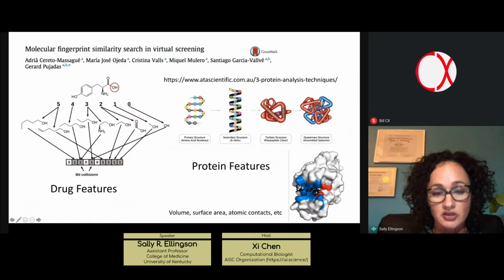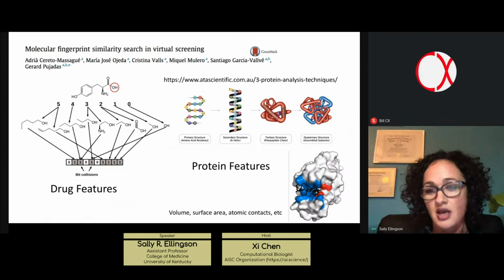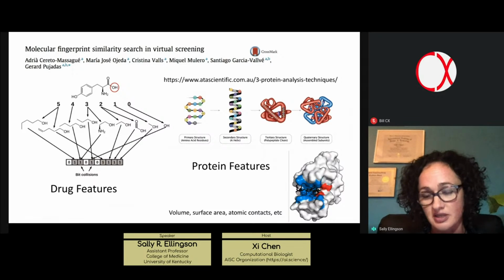So to do machine learning, we need to have a way to featurize our data sets. There are many different ways to do this, but as an easy example, drugs can be featurized in bit strings where the bits are on or off depending on whether they have different substructures in them. And then proteins can also be characterized in many ways, by their primary sequence, their secondary structure, and their tertiary or quaternary structures, as well as, in particular, the binding site. And different things can be calculated, such as the volume, the surface area, and the different types of atomic contacts that are available.